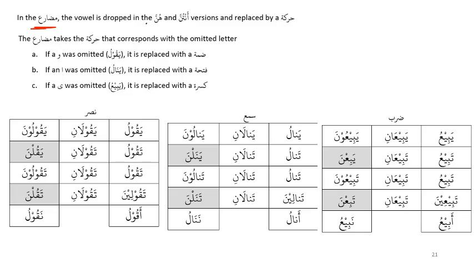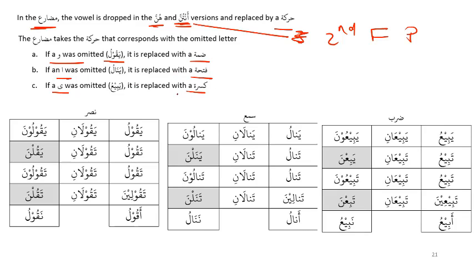Okay, what about mudare? The vowel is dropped in the hunna and antunna. So hunna is third person female plural. What's antunna? Second person, you all female. Yeah, so this is second person, female, plural. So these are replaced by haraka. So what haraka? If a waw was omitted, for example yaqulu, it is replaced by zamma, alif would be replaced by fatha, and ya would be replaced by kasra. So the changes are only happening over here.